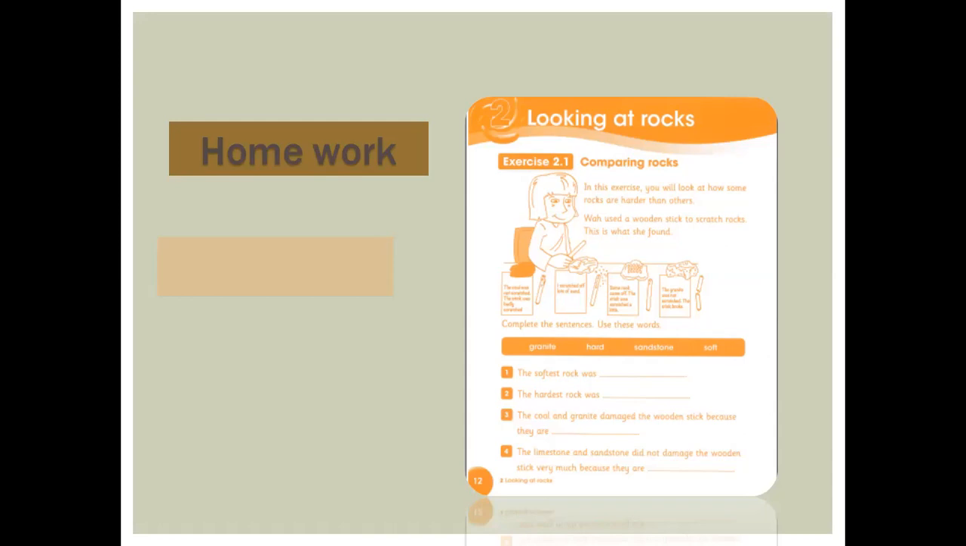So I'm reading exercise 2.1, comparing rocks. In this exercise, you will look at how some rocks are harder than others. Wa used a wooden stick to scratch rocks. This is what she found. The coal was not saturated. The stick was badly scratched.